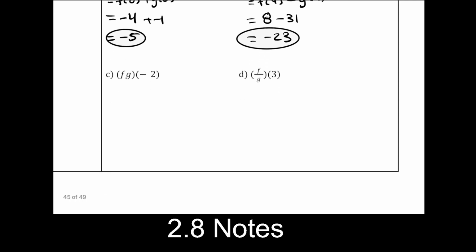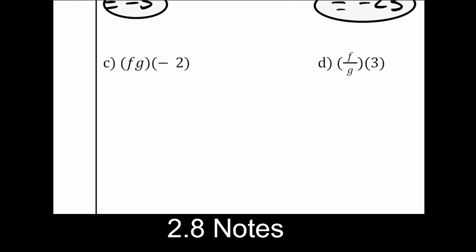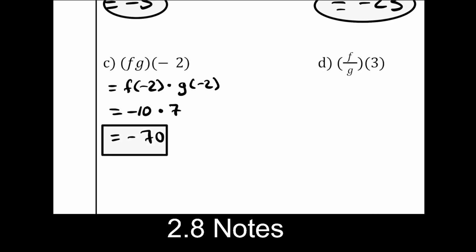F times g of negative 2. Again, I'm plugging these into the f and g functions. So this is the same thing as f of negative 2 times g of negative 2. F of negative 2 is just 3 times negative 2 minus 4, which is negative 10, times g of negative 2, which is going to be 8 minus 1, so 7. So negative 10 times 7 is just a negative 70, and that would be our final answer in this case. That's what box I made for us there.